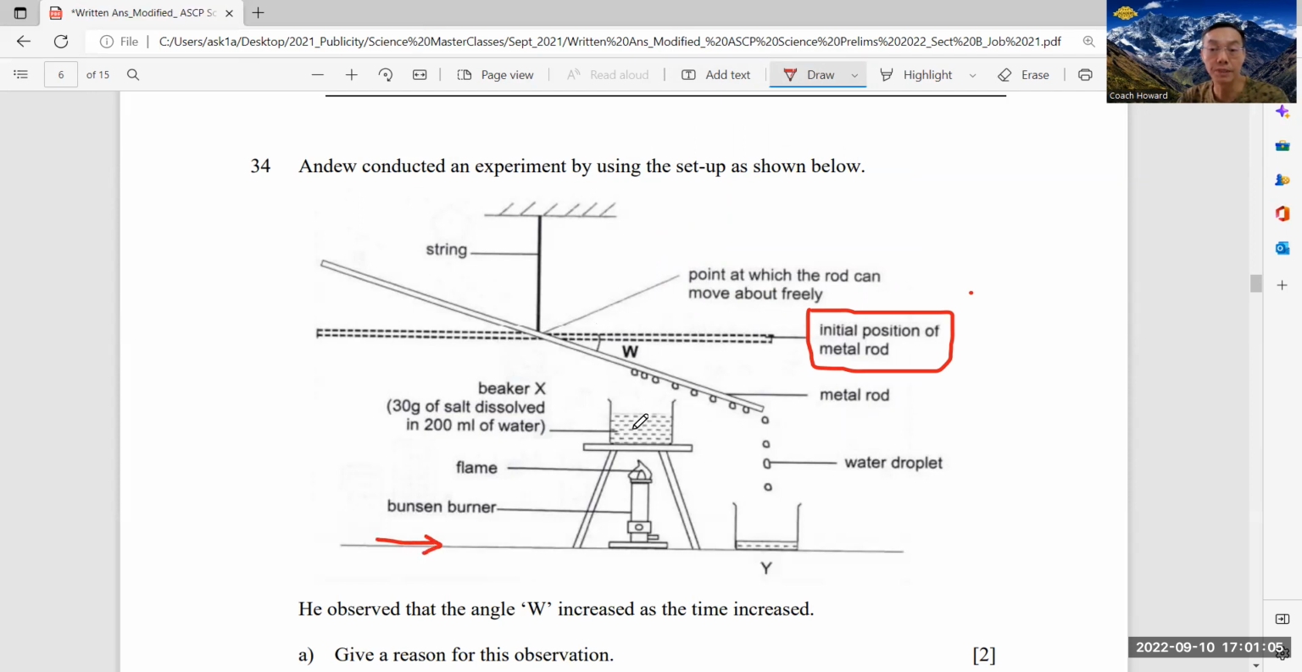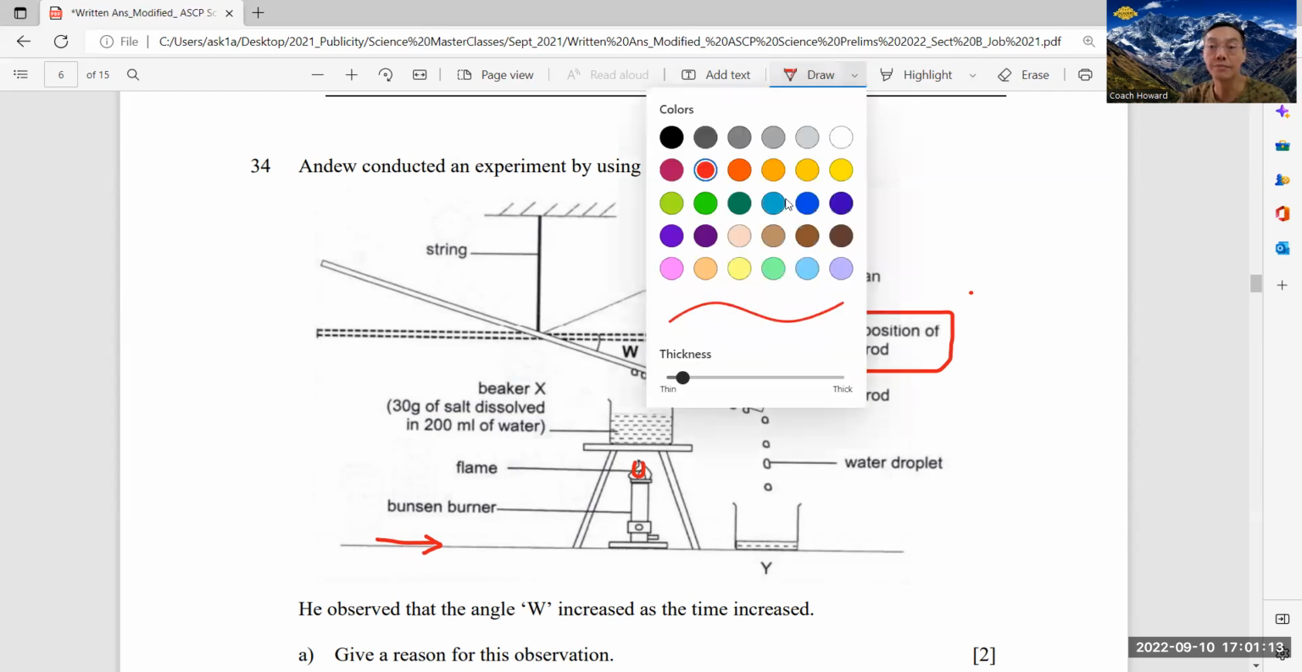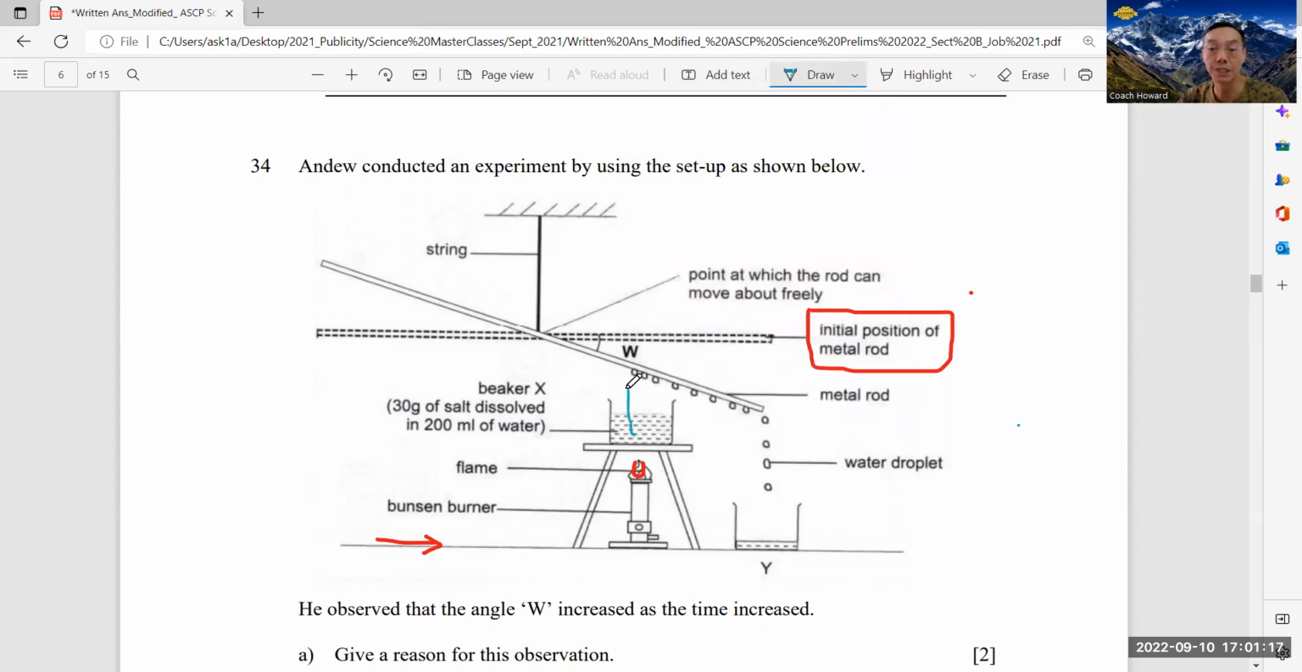During the experiment, can you see the flame here? The flame actually heats up the water, so the water will gain heat and evaporate and be converted into warm water vapor. So you can annotate this part, warm water vapor rising. This annotation skill actually prepares students mentally to formulate the answers.